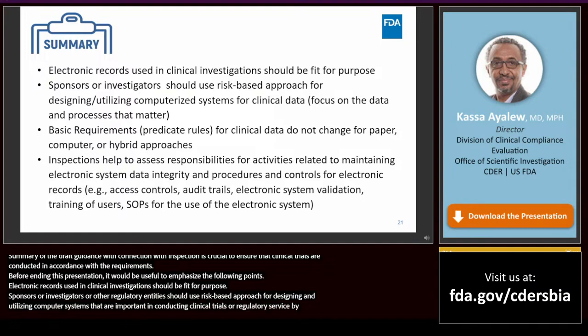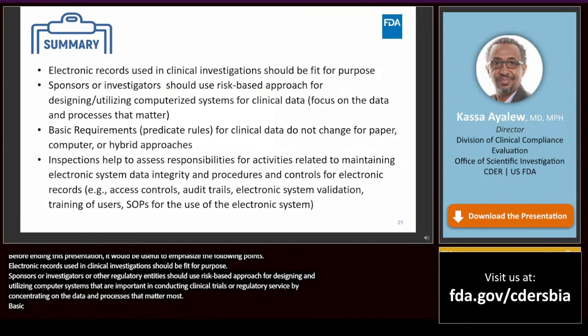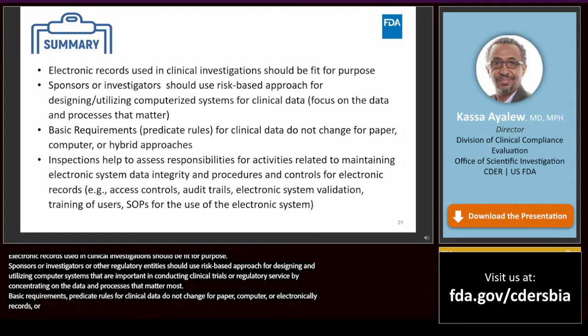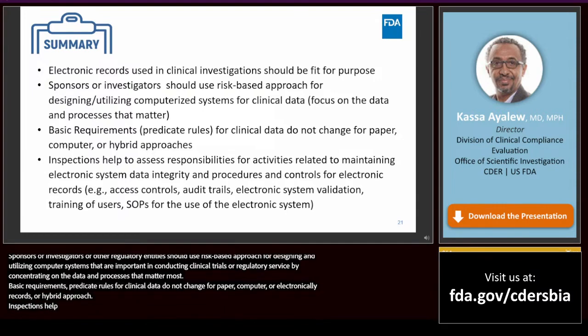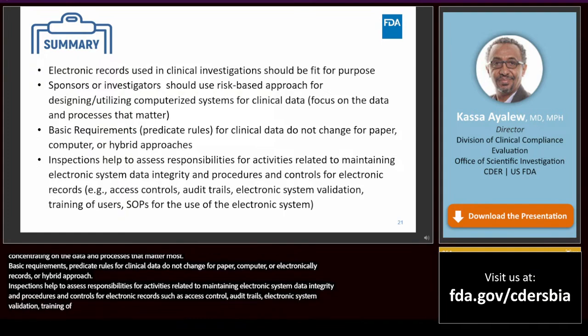Basic requirements, i.e. predicate rules for clinical trial data, do not change for paper, computer, or electronic records or hybrid approach. Inspections help to assess responsibilities for activities related to maintaining electronic system data integrity and procedures and controls for electronic records such as access control, audit trails, electronic system validation, training of users, and having appropriate standard procedures or documentation for use of the electronic systems.